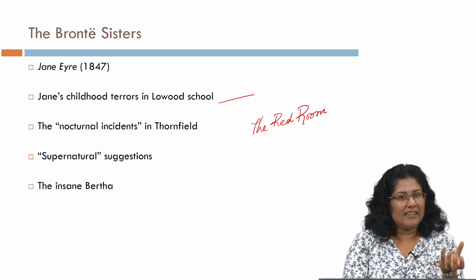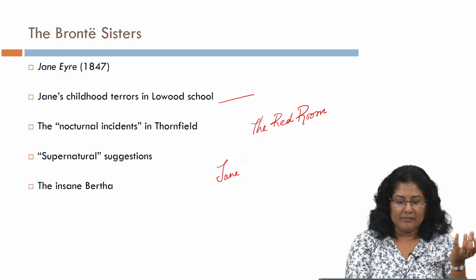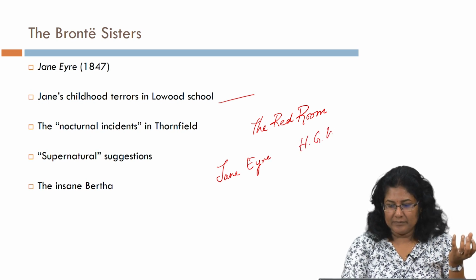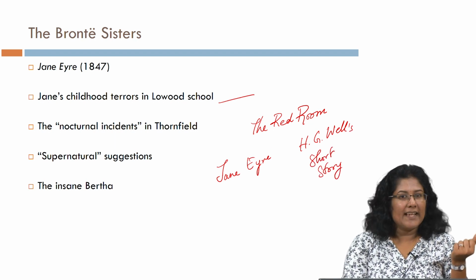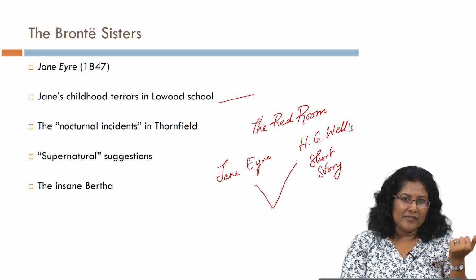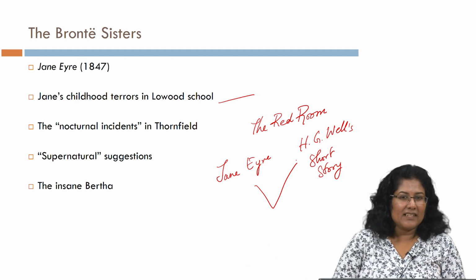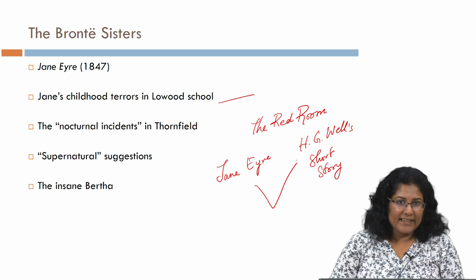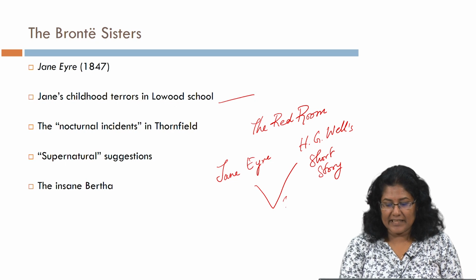So, we can see that there is a kind of the same terrible ambience in the settings of both Jane Eyre and H.G. Wells's short story. The protagonists in both these narratives are confined, or willingly confined in the case of H.G. Wells's story, inside this room, and it is a terrifying experience for both the child Jane and for the narrator of the Red Room. So, we have similarities of setting.